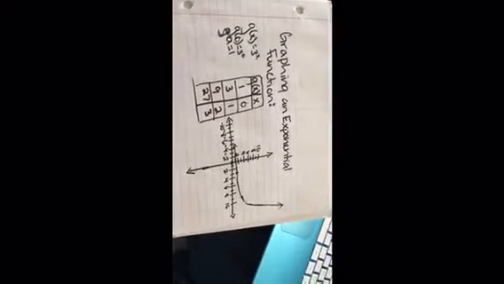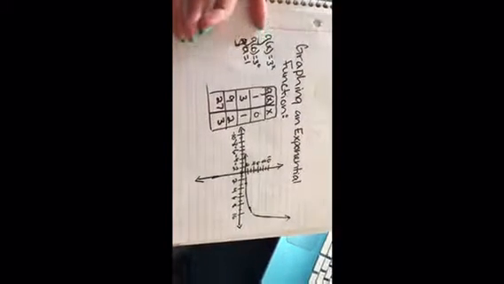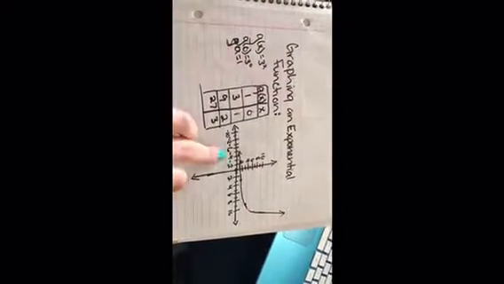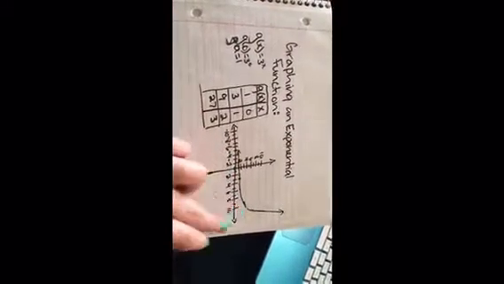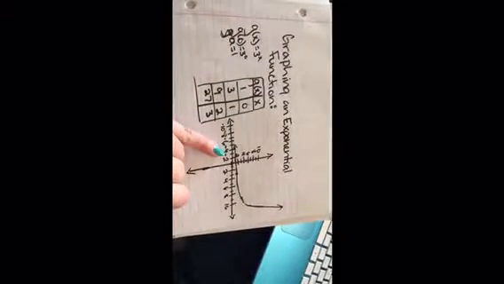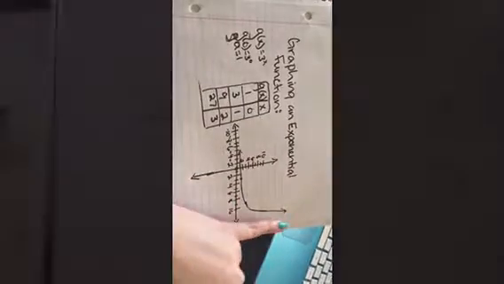Graphing an exponential function. To graph an exponential function, you first have to have a function, and then you have to make a table with values, and then you plot them on a graph to create your exponential graph.